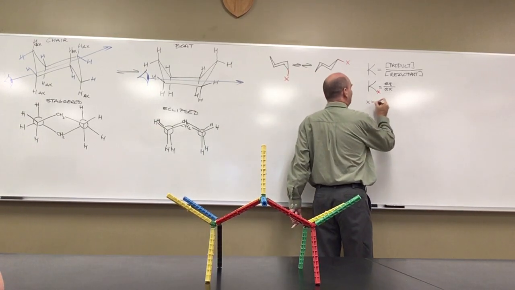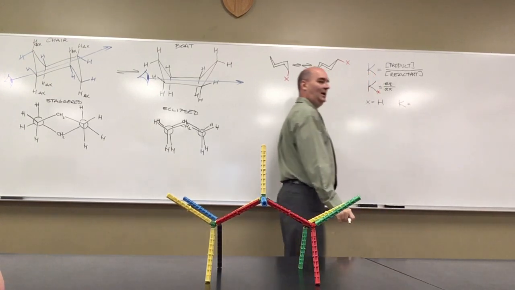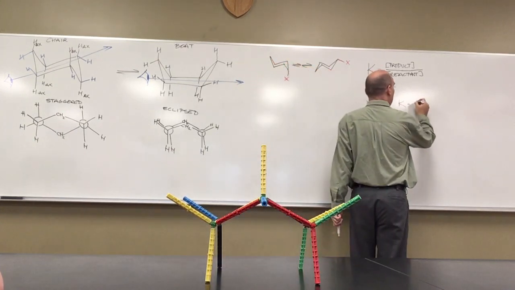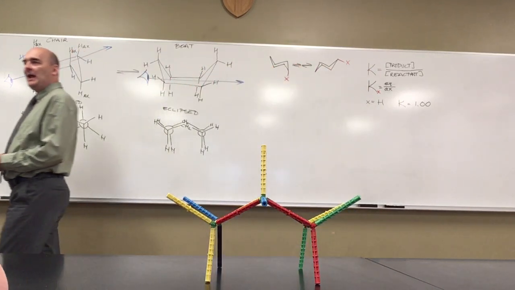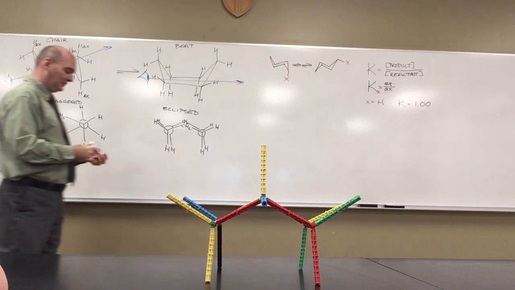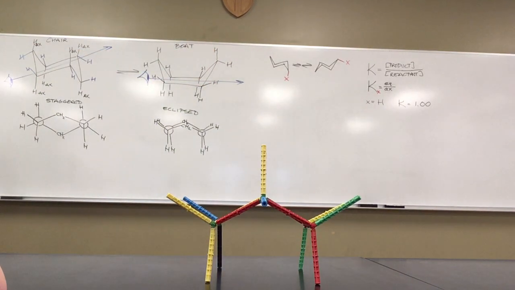Now, when X is hydrogen, the value of K is exactly 1, because there is no preference for hydrogen to be axial or equatorial. It just takes what it gets. There's no preference. But it turns out that being in an axial position is not as fun. Maybe it's more fun. Maybe it's too much fun than the other way.